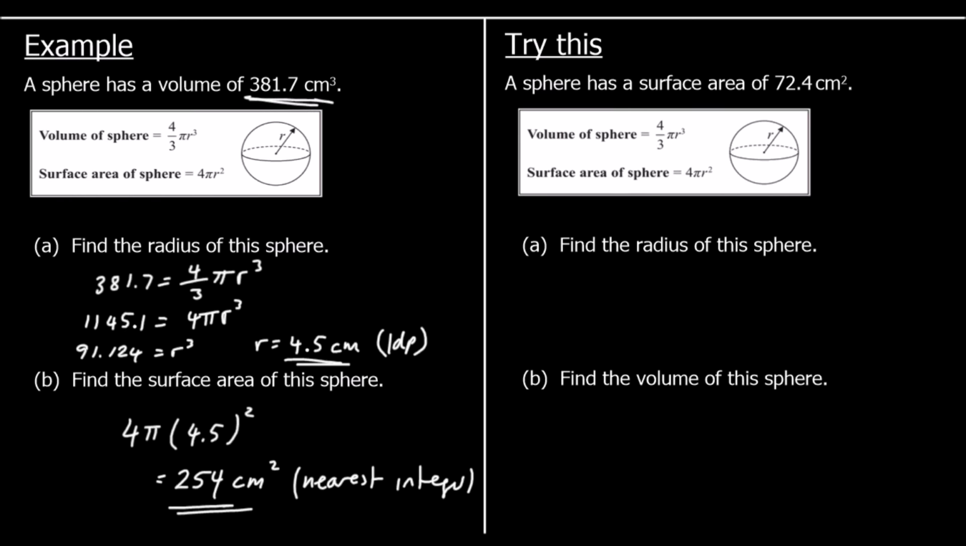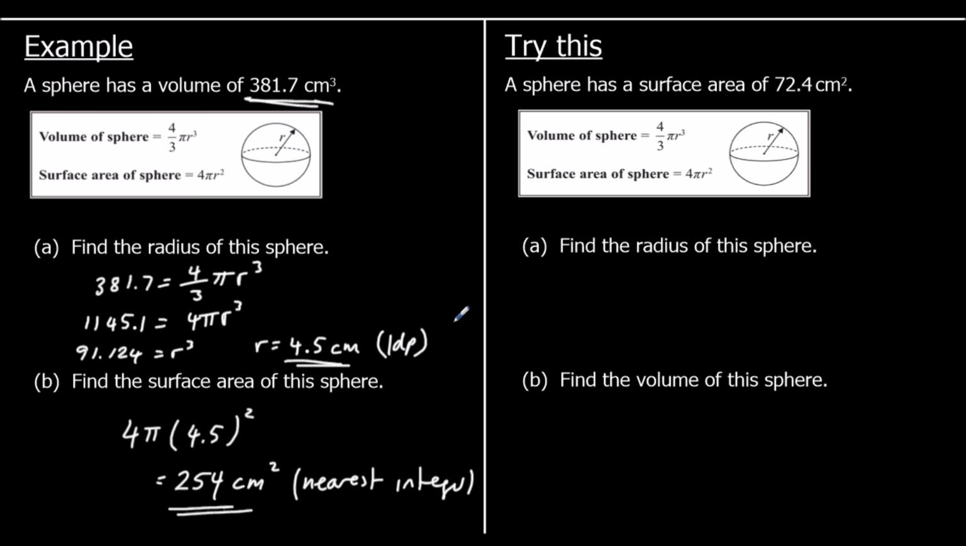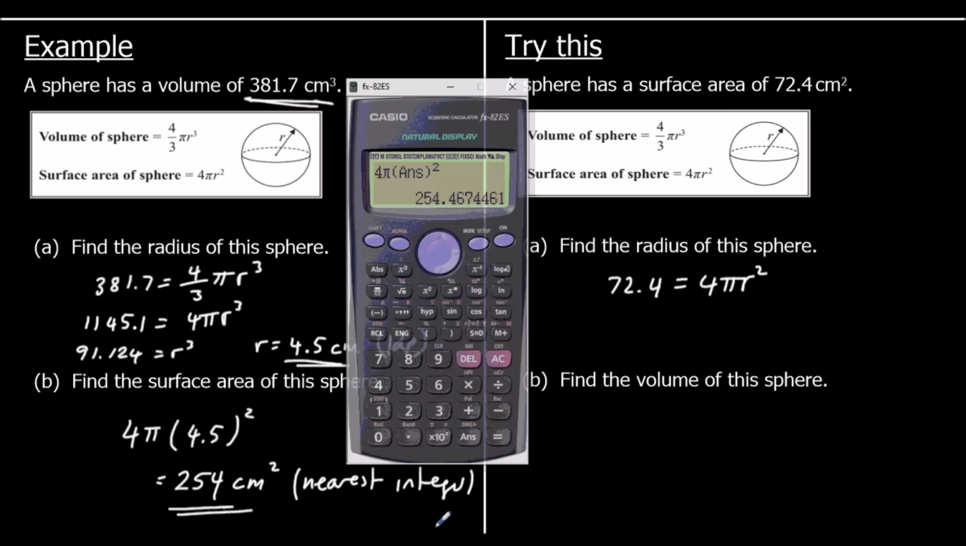Okay, one of these for you to try. You've been given the surface area this time. So we've got a surface area of 72.4, and surface area is 4 pi r squared. So 72.4 equals 4 pi r squared. To get r squared by itself, let's divide both sides by 4 pi.